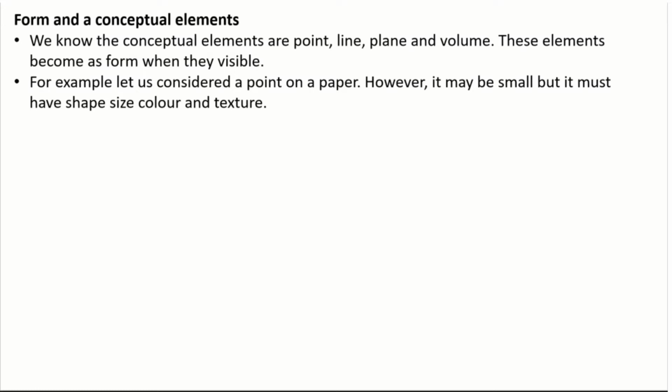let us consider a point on a paper. However small the point may be, it must have some shape, size, color, and texture. So, if you see the form as a point, it has certain characteristics. That is, it is very small. Then we can say this is a point. Of course, small and big are comparatively relative.